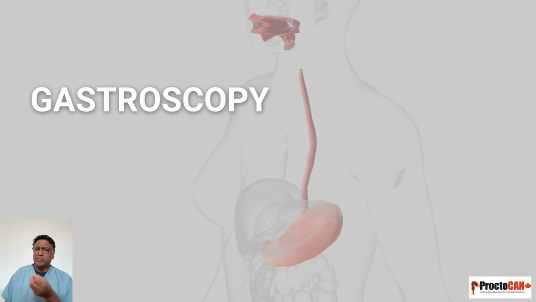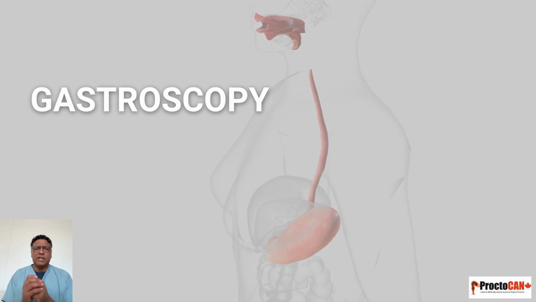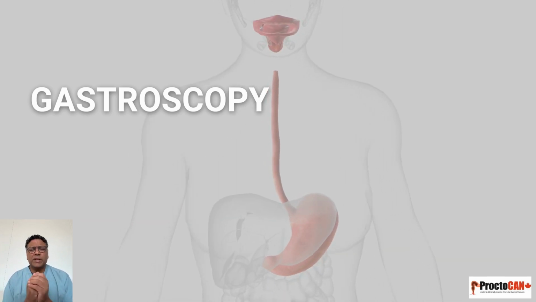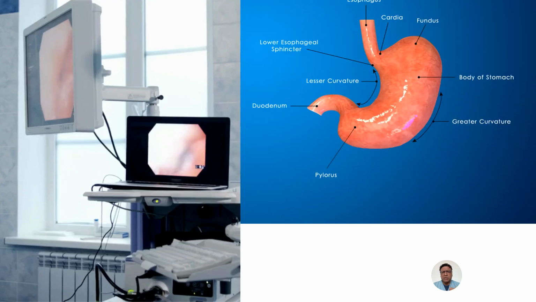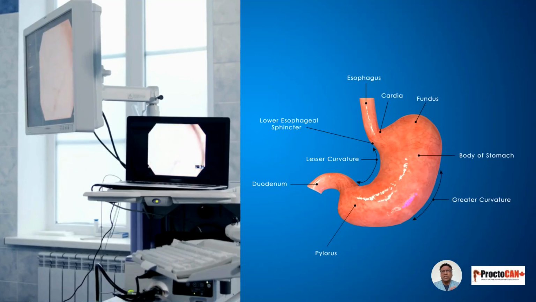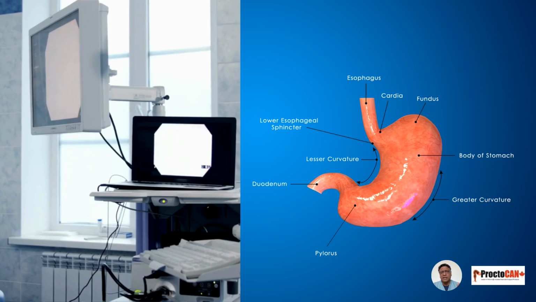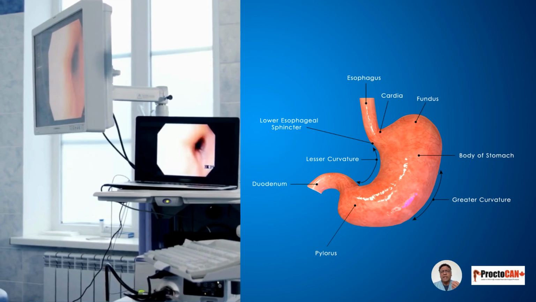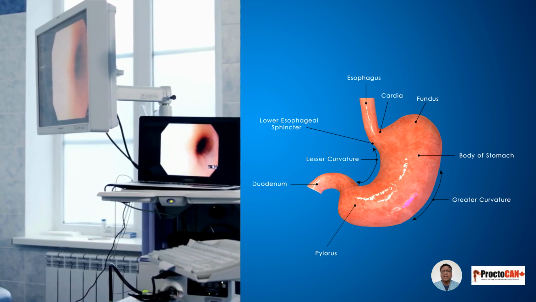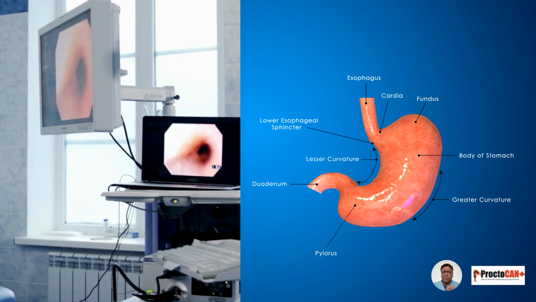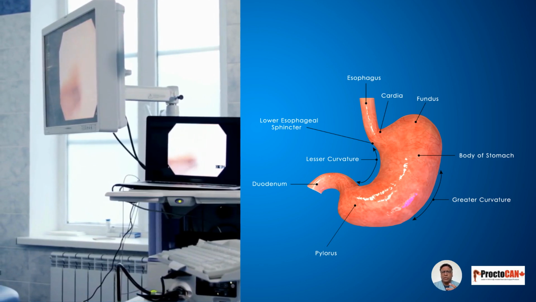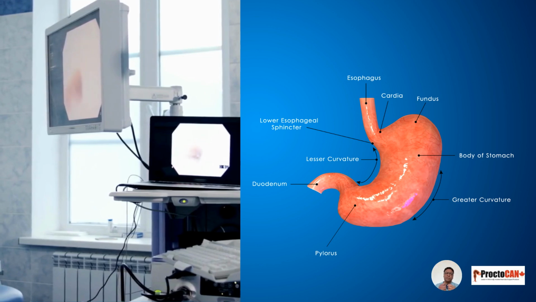Hello, I am Dr. Maharaj, and I will be walking you through the consent process for your upcoming gastroscopy. A gastroscopy is a procedure where we use a thin, flexible tube with a camera called an endoscope to look inside the upper part of your digestive system. This includes your esophagus, the tube that carries food from your mouth to your stomach, and the duodenum, or the first part of your small intestine.